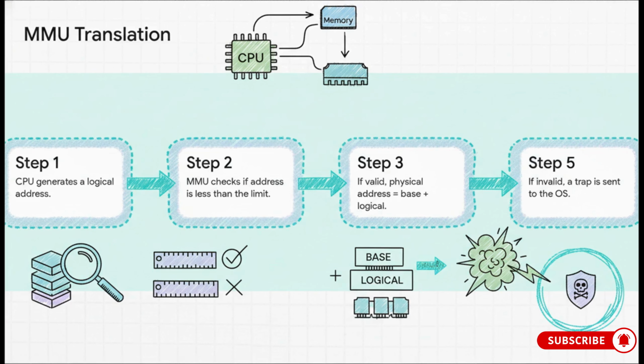Well, the MMU checks the limit and sees that 6,000 is not less than 5,000. That's illegal. The MMU immediately blocks it and sends an alarm, a trap, to the OS, which will probably just terminate the misbehaving program. So this simple little system does both translation and protection.